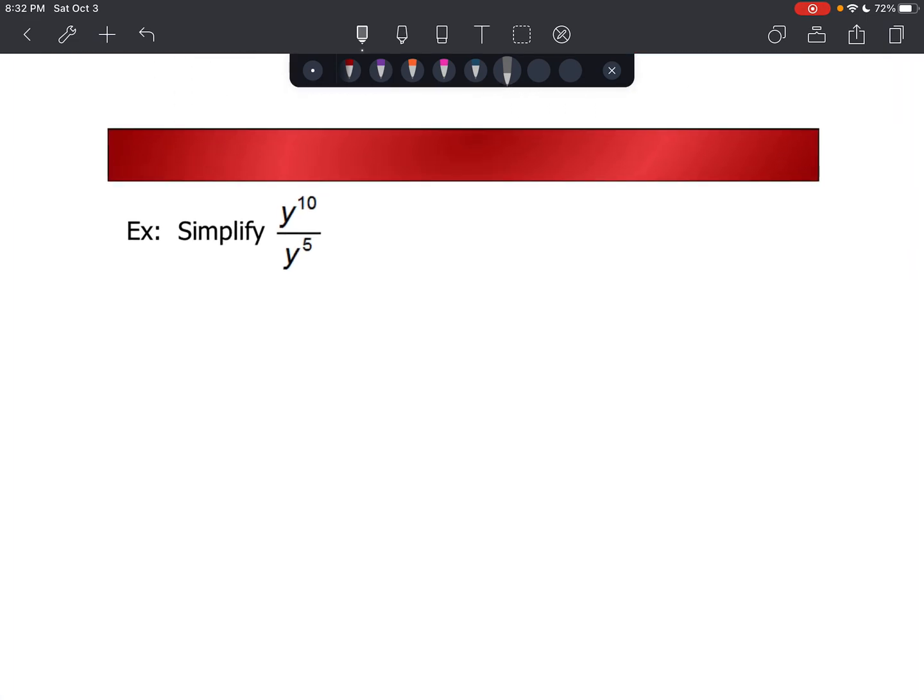Okay, here's one for you to try. Y to the 10th over y to the 5th. And hopefully you were saying, well, that was pretty easy. That's 10 minus 5 is 5. That's y to the 5th. And you'd be right. It is indeed y to the 5th.